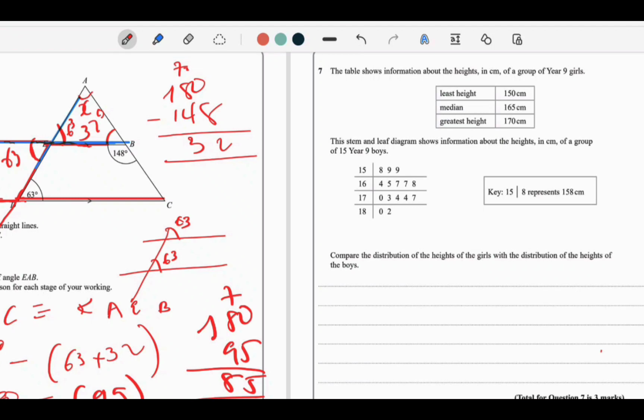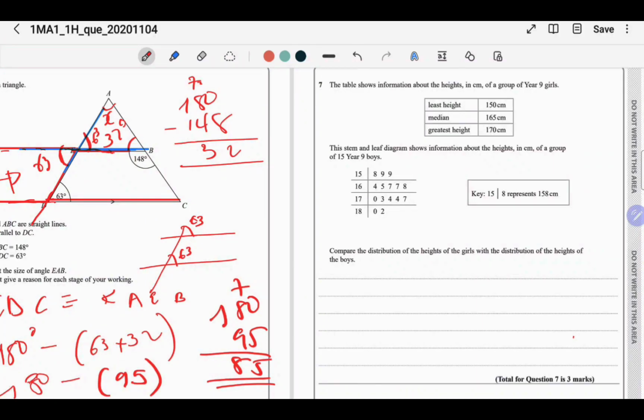Question number 7. The table shows information about the height in centimeters of a group of year 9 girls. This stem and leaf diagram shows information about the height in centimeters of a group of 15-year-old boys. Compare the distributions of the heights of the girls with the distributions of the heights of the boys. So we have 3 points for this.